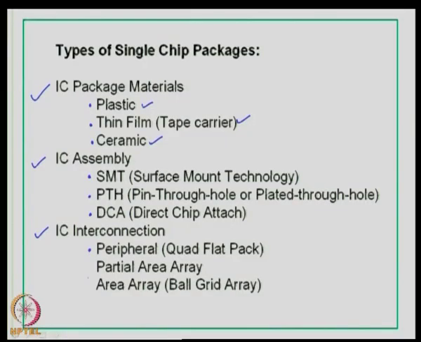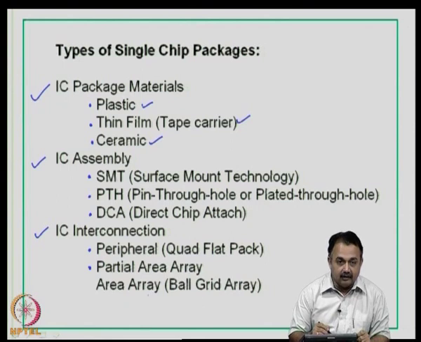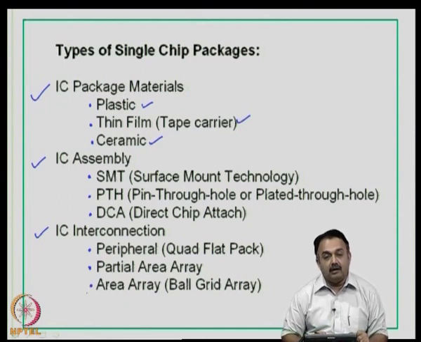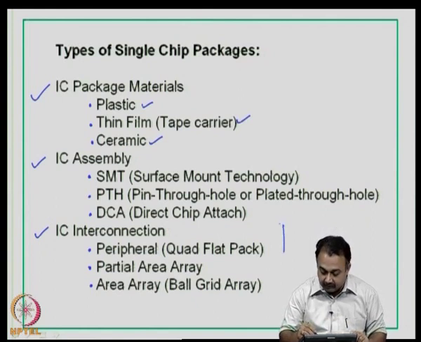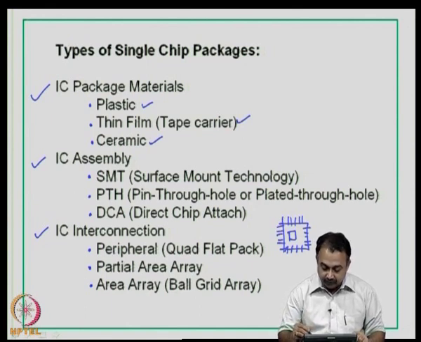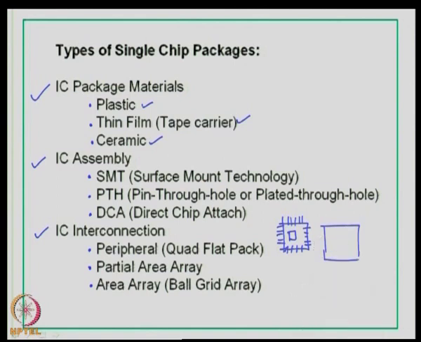So, the assembly techniques also define the types of single packages, single chip packages, and finally, the classification is based on IC interconnections. It can be quad flat pack, it can be partial area array, or it can be a complete area array package. Okay. So, you know what is a quad flat pack, which means the die is here and the leads are taken from the four sides. There are different types in a quad flat pack. Then if it is a partial area array, that means the die is here and you are going to utilize partly at the back side of the die or the package by using solder balls.